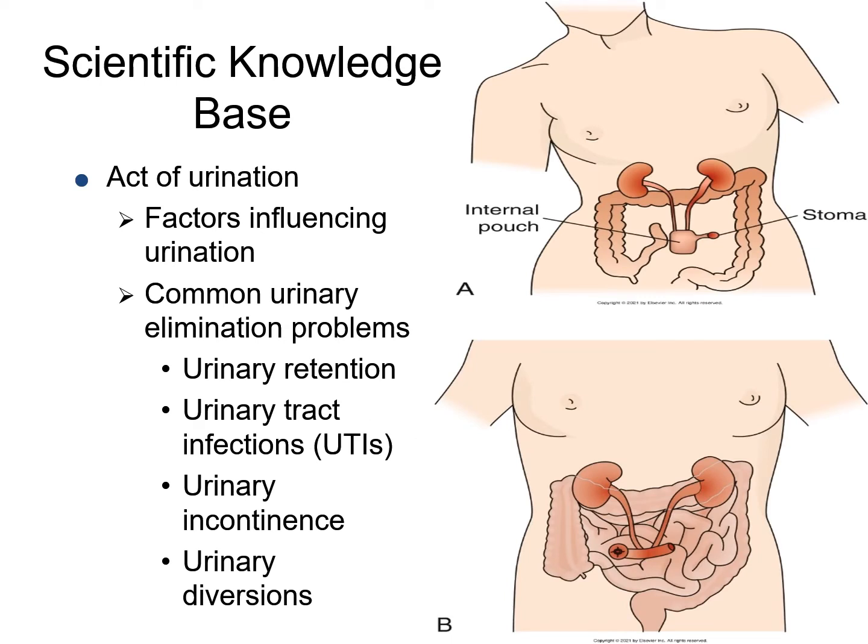Types of urinary diversions. In image A, this is a continent urinary reservoir. And in image B, it is a urostomy or an ileoconduit.